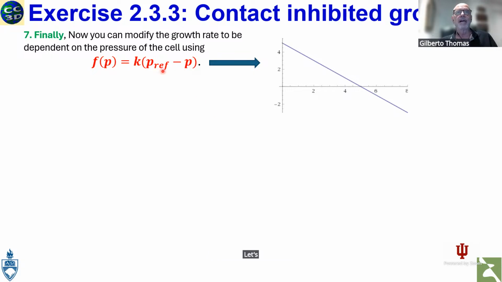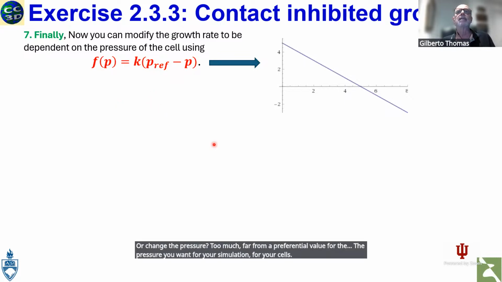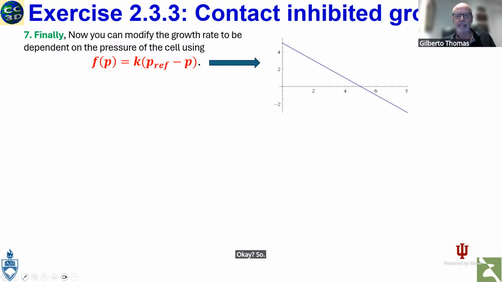Let's use now the simplest function to replace that constant growth for the target volume, for this kind of function here. This function imposes a penalty if you decrease or change the pressure too far from a preferential value for the pressure you want for your simulation. Okay? So how to implement that?